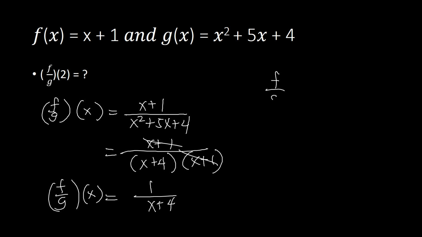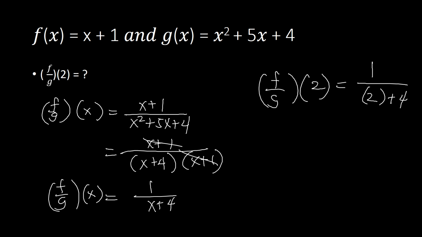So we've got f over g, and then x will be replaced by parentheses, 1 over x plus 4. By the way, you've got to replace x. Replacing x by 2, so we've got this one as 1 over 2 plus 4, that's 6. So we've got that as our f over g of 2. That's 1 over 6.